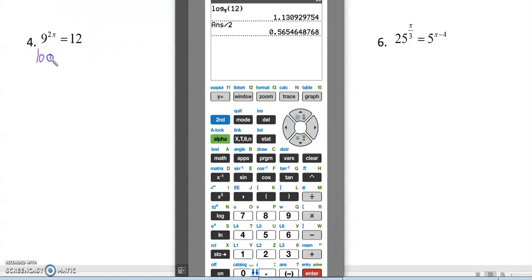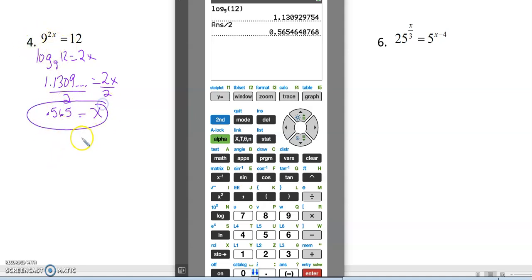So this is what we should have. We had log base 9 of 12 equals 2x. We solved this part and got 1.1309, and it kept going. And then we just divided by 2, and we got 0.565. Okay? So this is the value of x, or approximate value of x, in this problem.